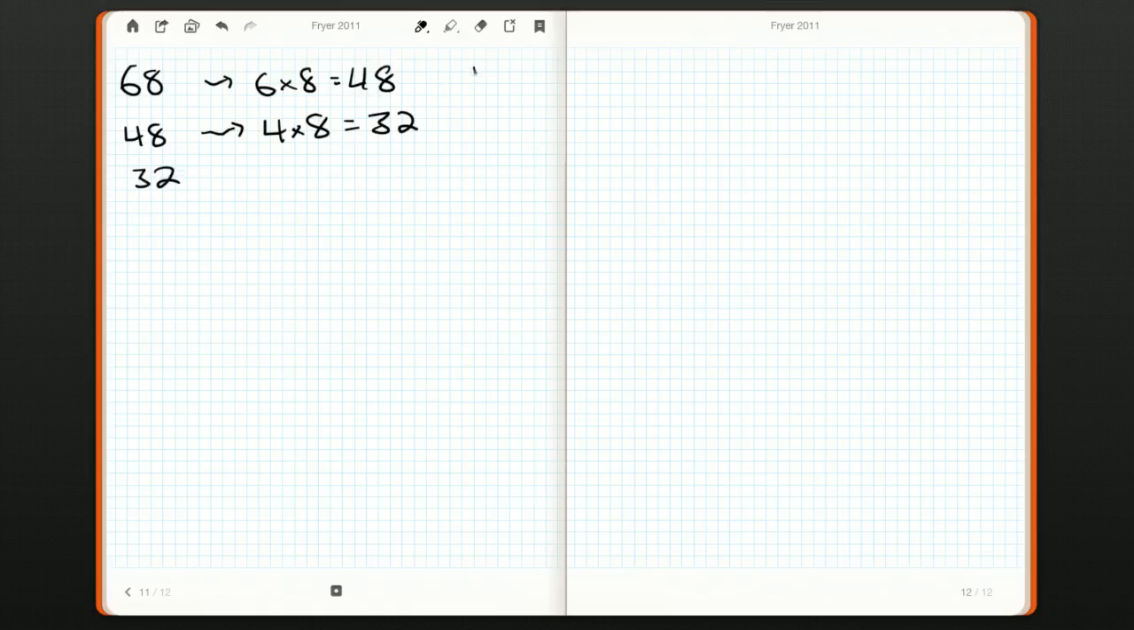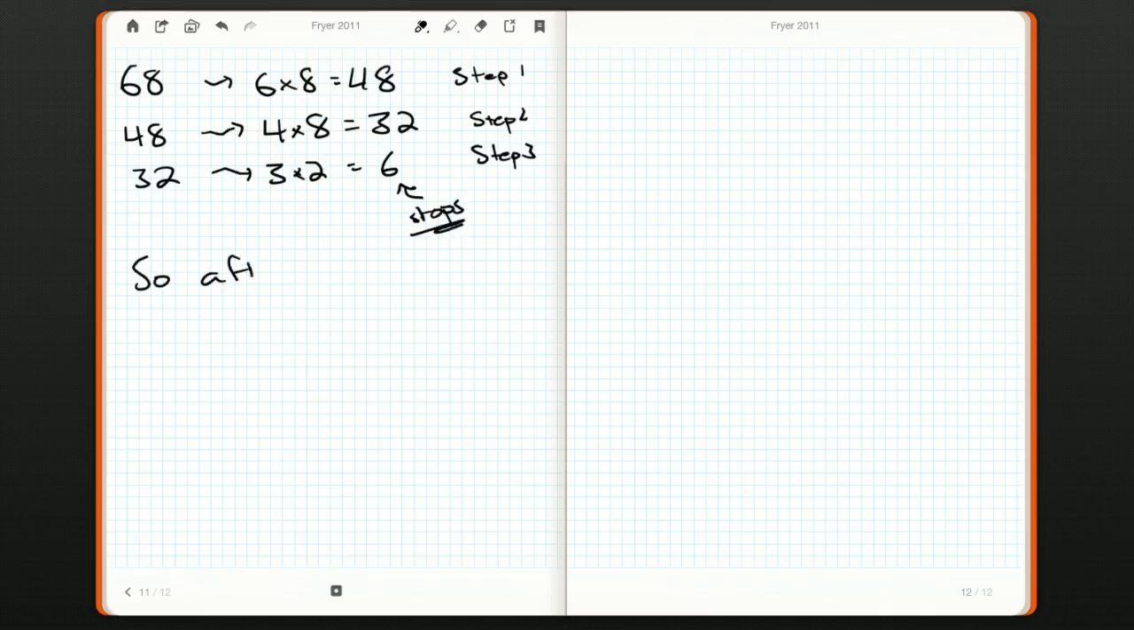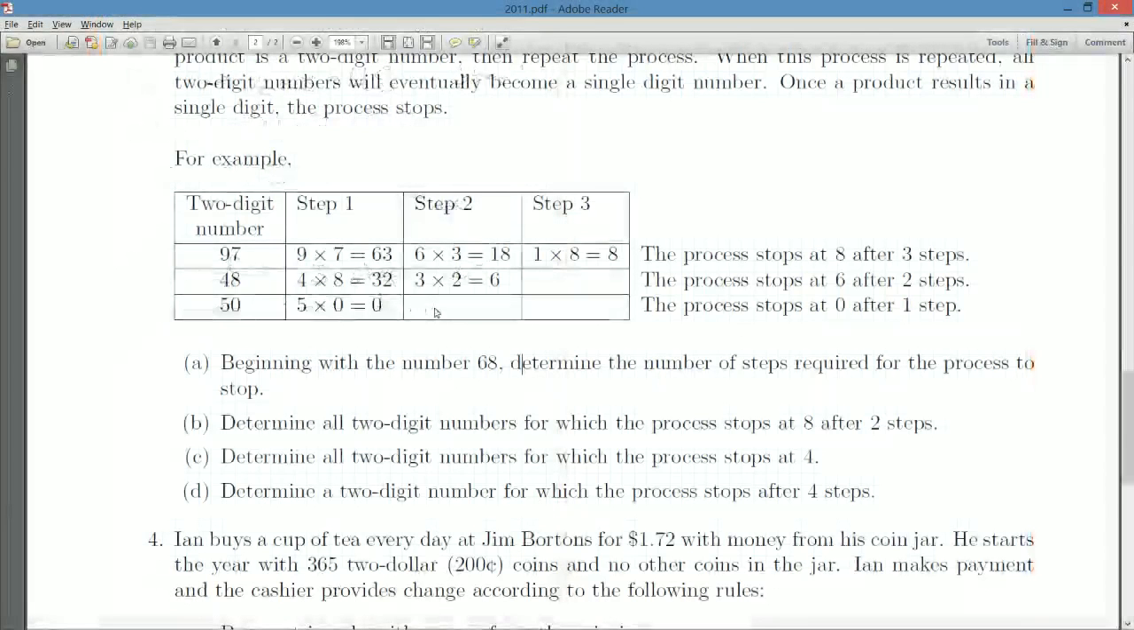So that's step 1. Step 2. 32 goes to 3 times 2, which is 6. So the process stops at 6. So we know we're going to end at 6, and more importantly, we know that it took 3 steps, and we were asked to determine the number of steps required for the process to stop. So 3 steps. They're introducing us to the idea of counting how many steps things take.